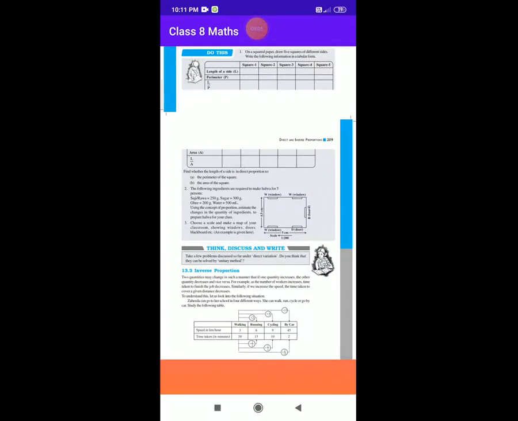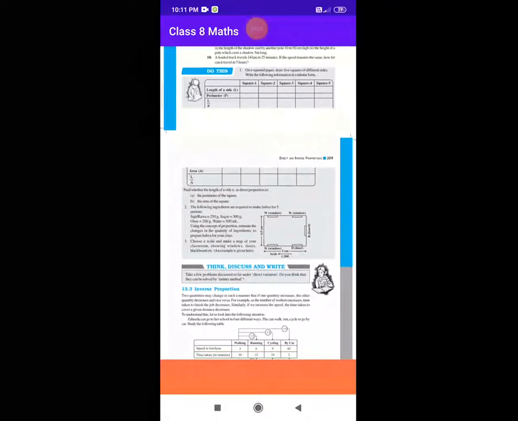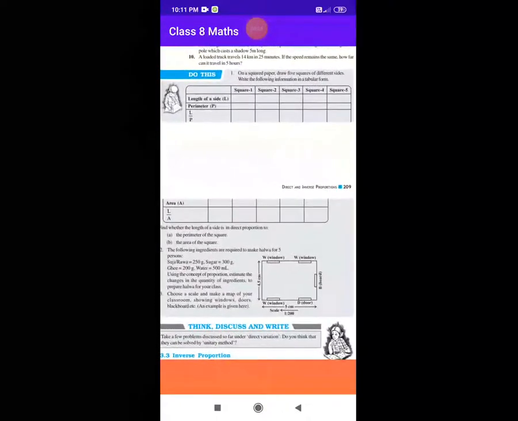We are going to continue chapter number 13, direct and inverse proportion. Now we are going to start a topic, inverse proportion. But before we start discussing inverse proportion, a small activity on your screen. Do this.